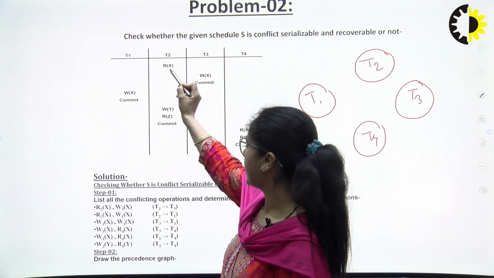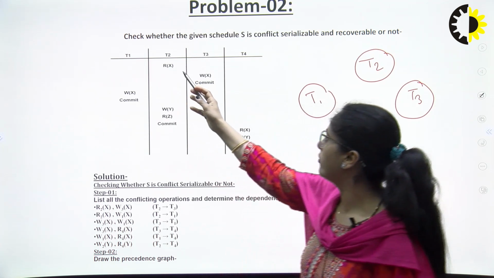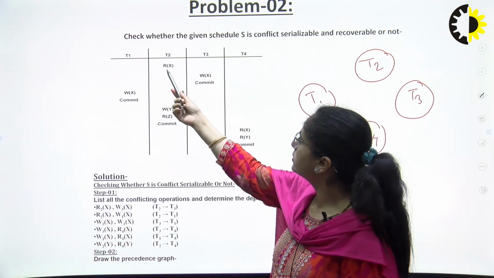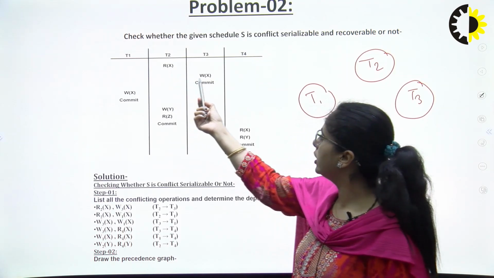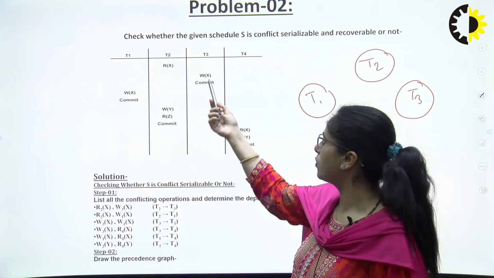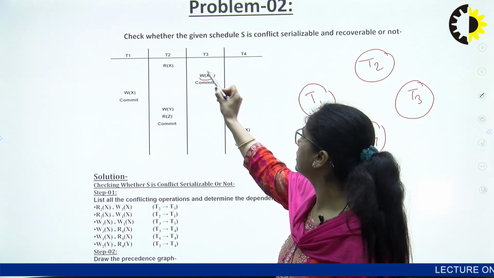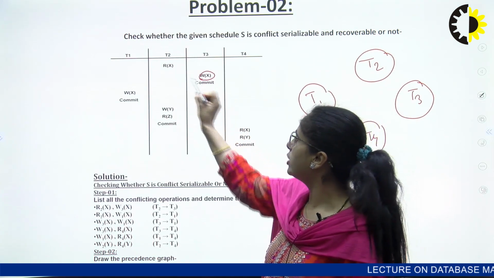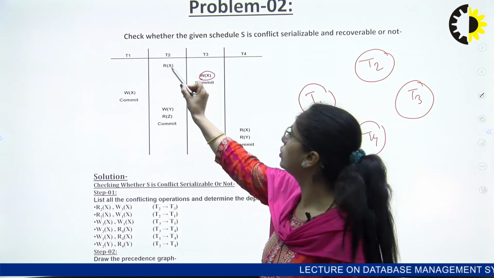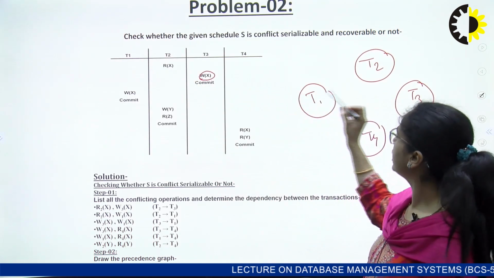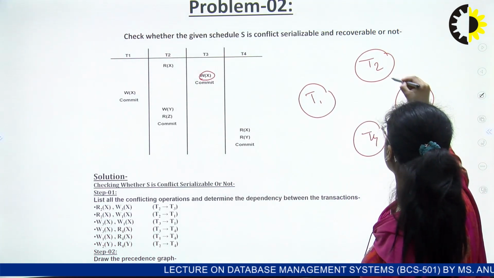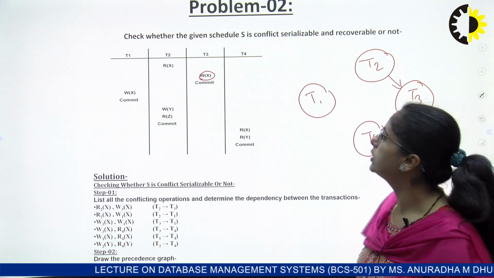Does R2 of X have any conflict pair? Check whether there is any write of X operation. Yes, in T3 we can see that there is a write of X operation. So from T2 to T3 one edge is there, T2 to T3.